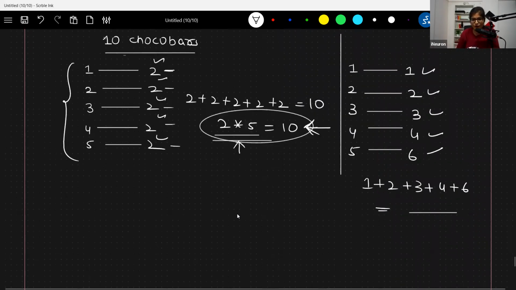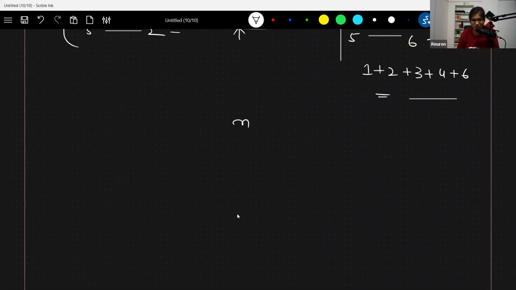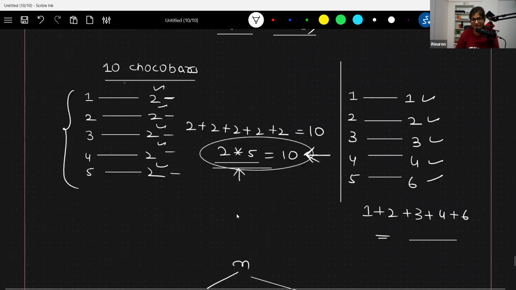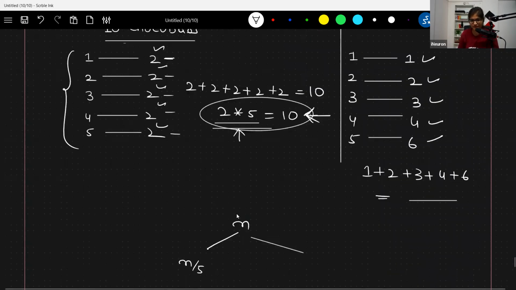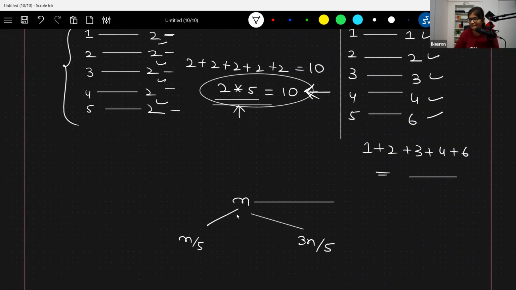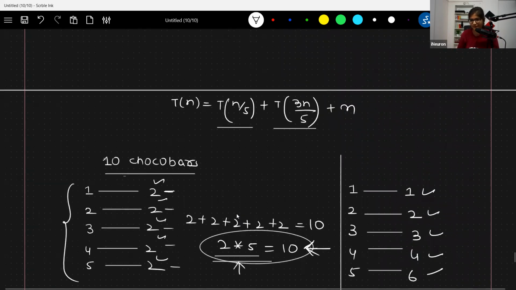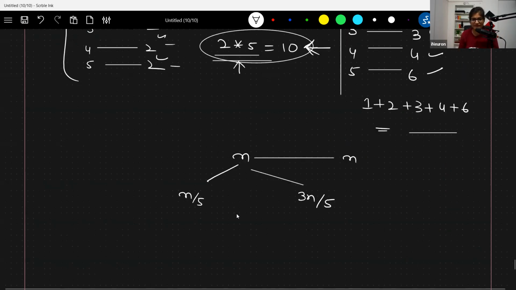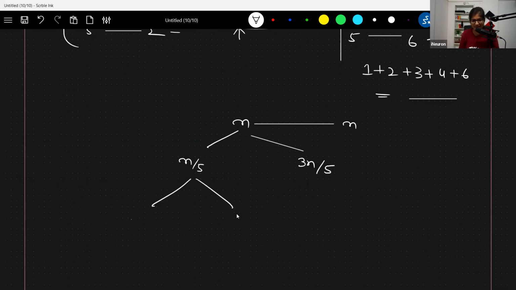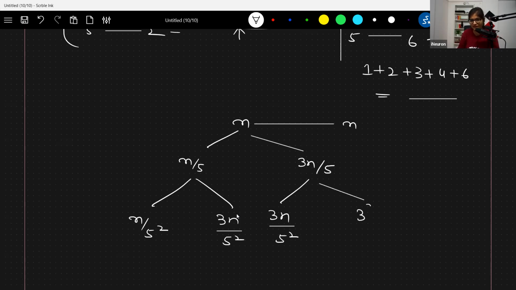So basically, if you observe, this n is divided into 2 parts: n by 5, and the second is 3n by 5. What is the cost requirement here? It is equal to n, right? Again, you will divide it again. It will be n by 5 square, and 3n by 5 square. Can I say, I think it's simple to everyone until now. It will also be 3n by 5 square, and 3 square n by 5 square.